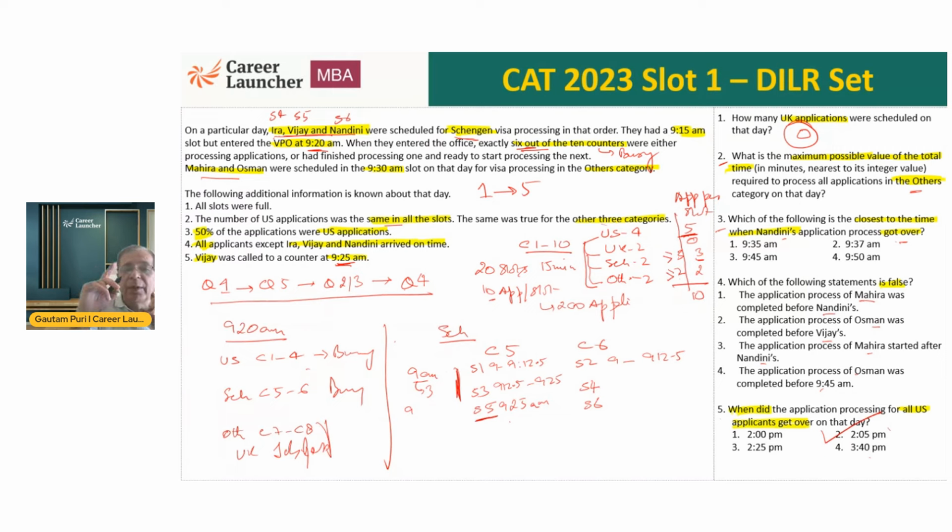What does that mean with respect to Nandini? Oh, sorry, Ida. Ida came into the place at 9:20, and she would have been called at 9:20 only.